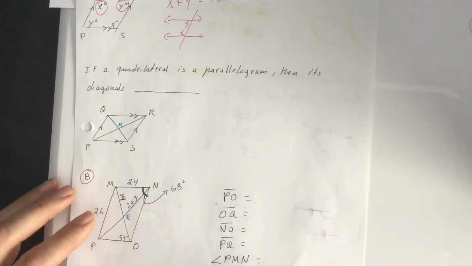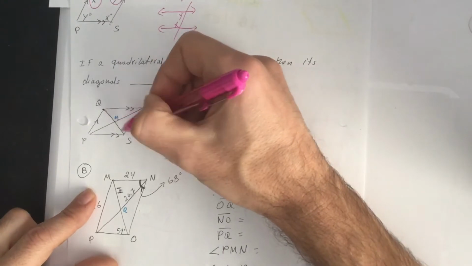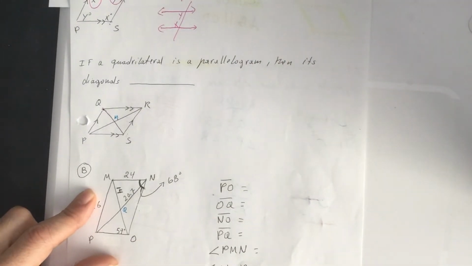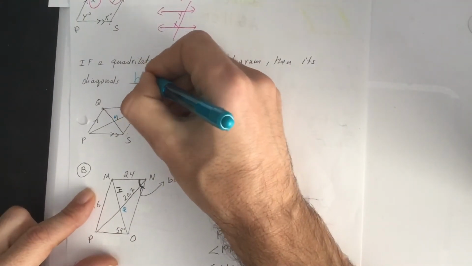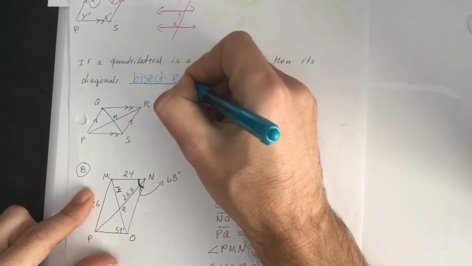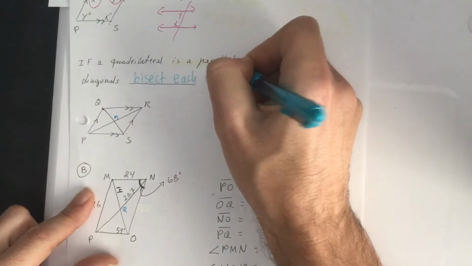Let's move it up a little bit. If a quadrilateral is a parallelogram, then its diagonals, okay? We're talking about these diagonals. These are the diagonals from here to there and there and there. The diagonals bisect each other, so they cut each other in half. Bisect each other. So what is the meaning of that?